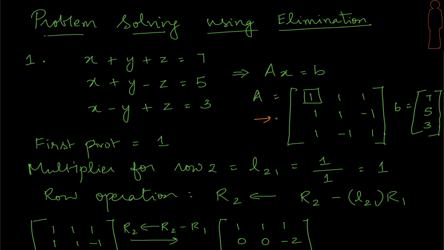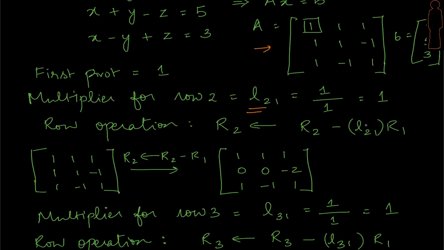So let's try and find the multiplier for the second row so that we can eliminate this element. The A21 element we'll have to remove, and therefore the multiplier is denoted by L21. This is a notation that's being used. The multiplier is going to be this coefficient A21 divided by the pivot, so 1 by 1, that is 1, and the row operation is going to be R2 minus the multiplier times R1. So let's do that.